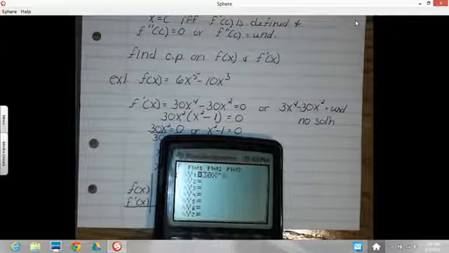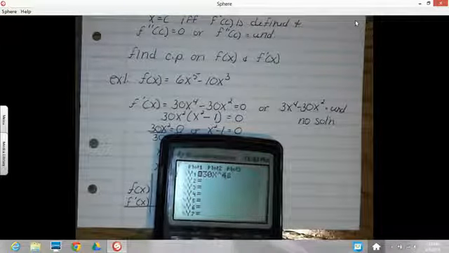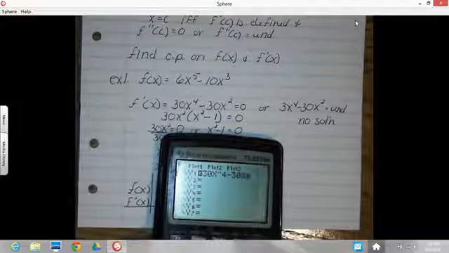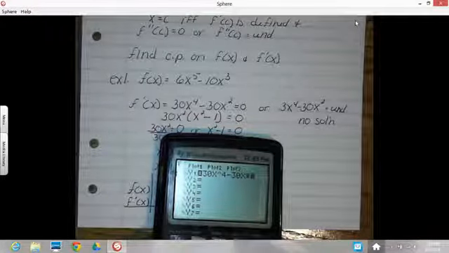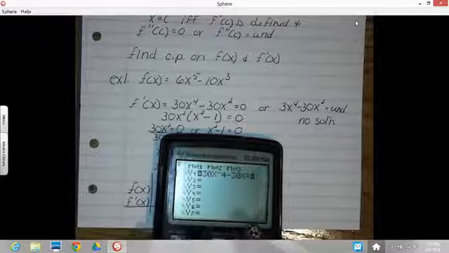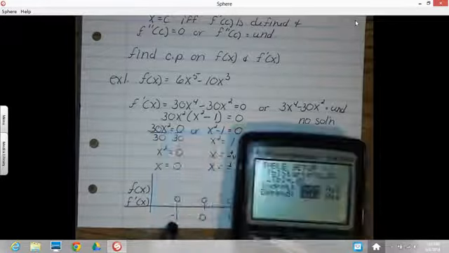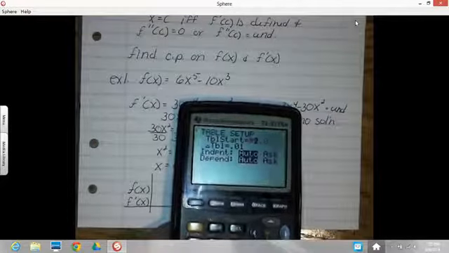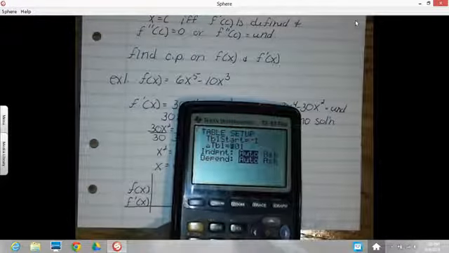And don't fast forward through this, you need to pay attention. Minus 30x squared. Now go to the table set. And I want to look from negative 1 and in between all of these. So I'll have it start at negative 1. And I'll go by 0.1.